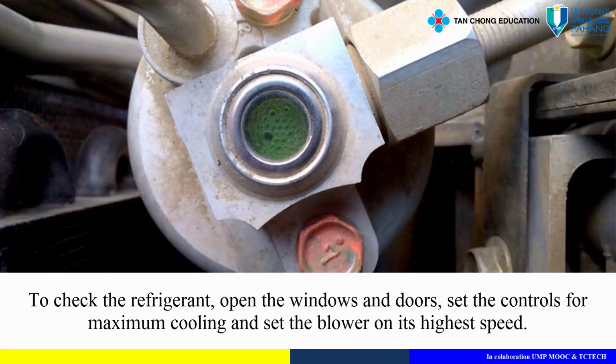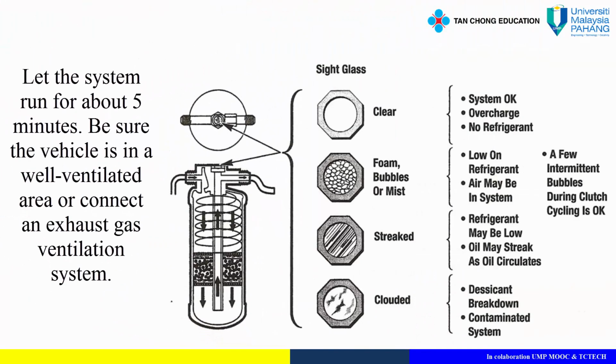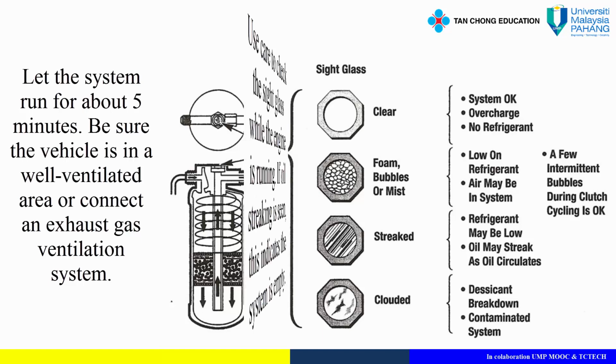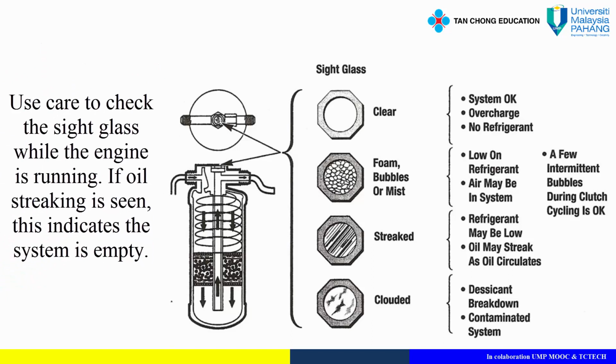the blower on its highest speed. Let the system run for about 5 minutes. Be sure the vehicle is in a well-ventilated area, or connect an exhaust gas ventilation system. Use care to check the sight glass while the engine is running.